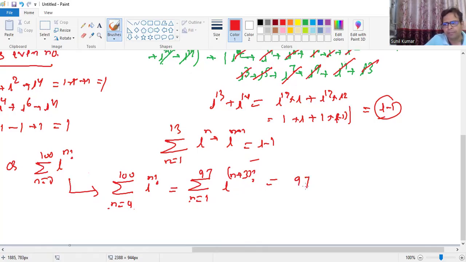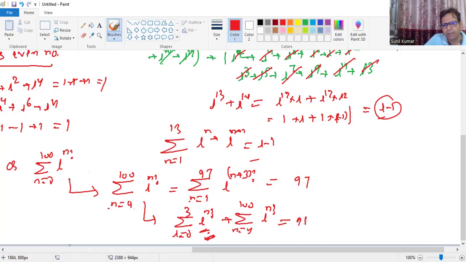And if you want to break these terms, we can break them like that: n equals 2 to 3 of iota power factorial, plus we can break n 4 to 100 of iota power factorial. So this value we have, this value also we have, both values we can write. Here we got 97. So if you add these two, this value becomes 95, then calculate here, and you get 95.